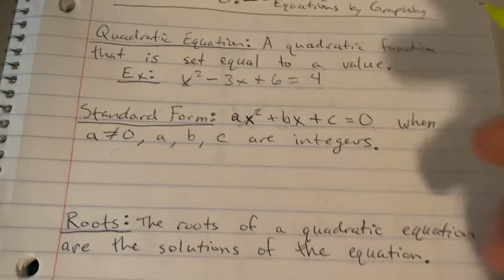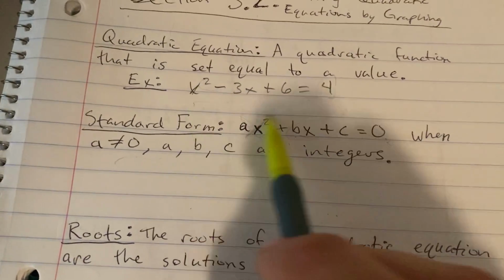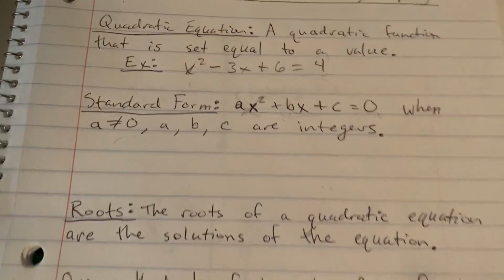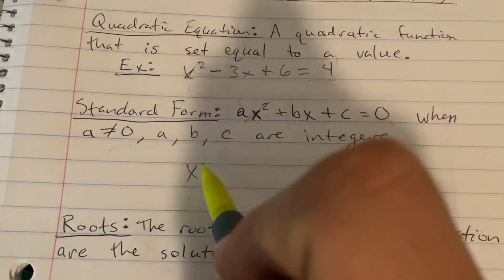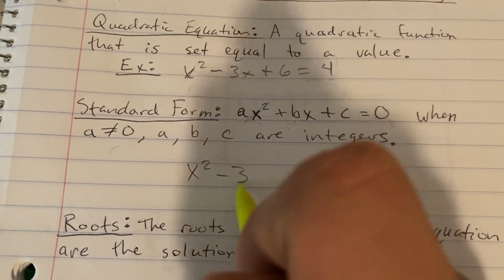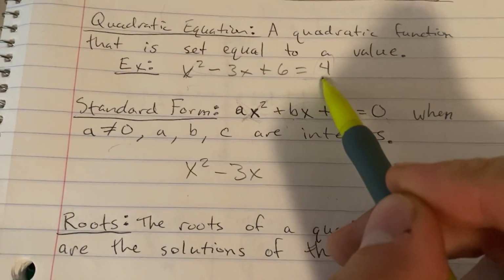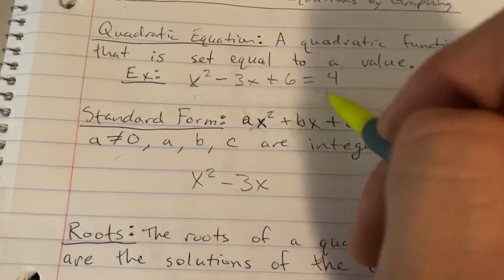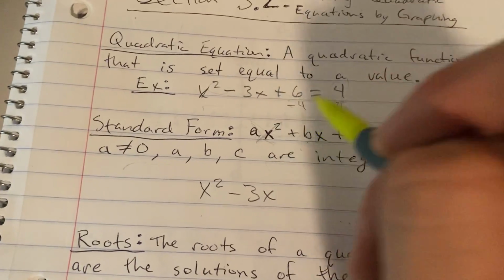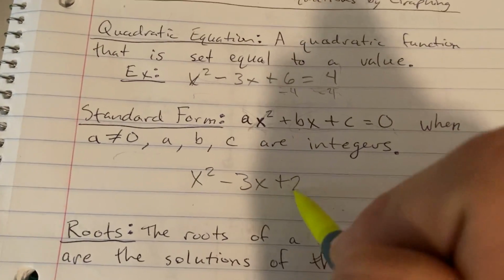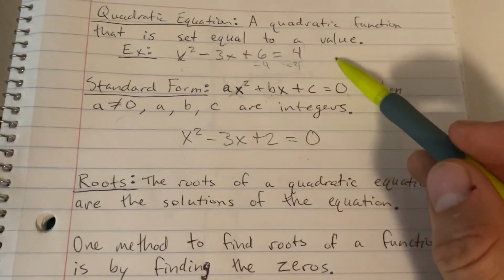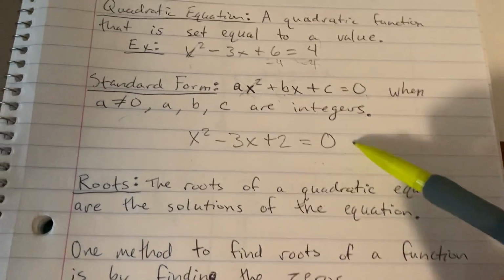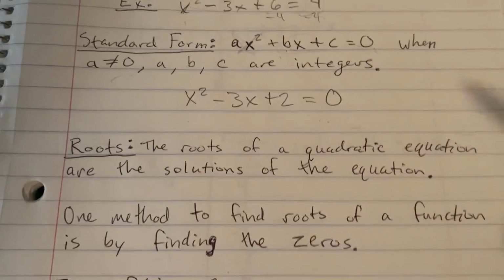So if we want to write this in standard form, we would take x squared minus 3x and subtract 4 from both sides. Minus 4, minus 4. And we get plus 2 equals 0. So that would be this quadratic equation in standard form.